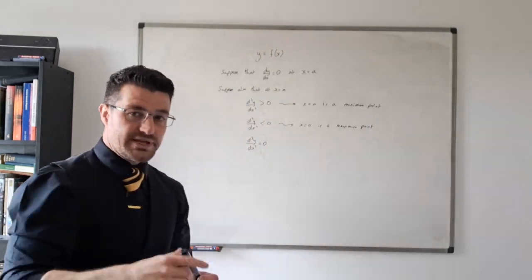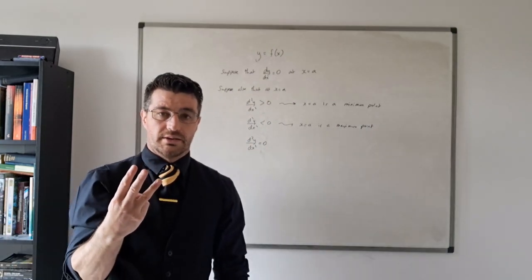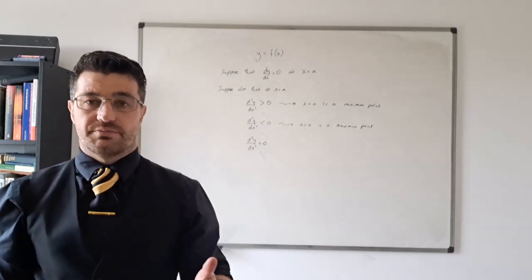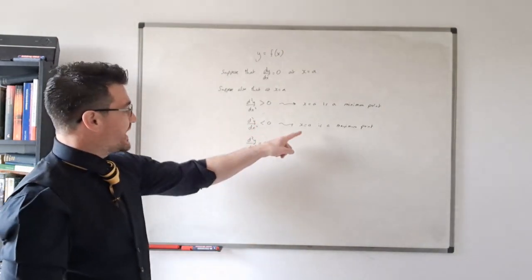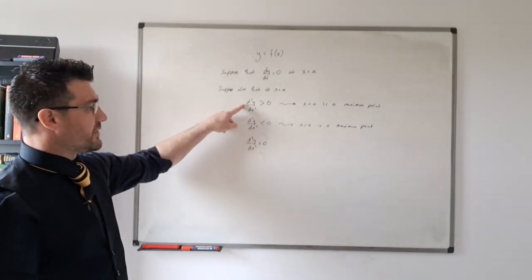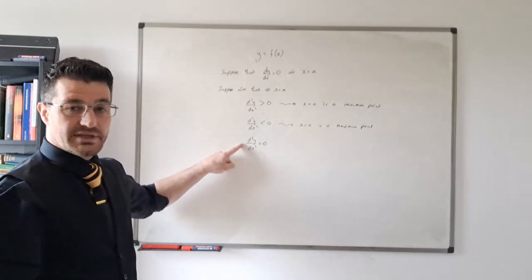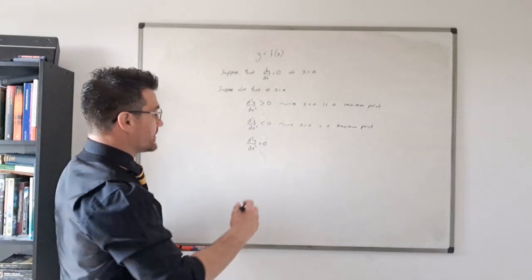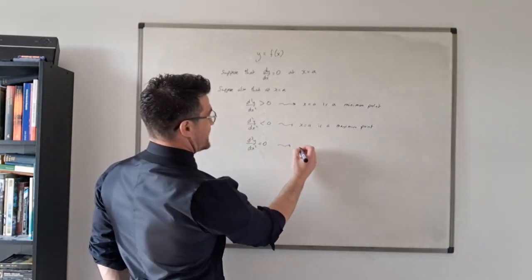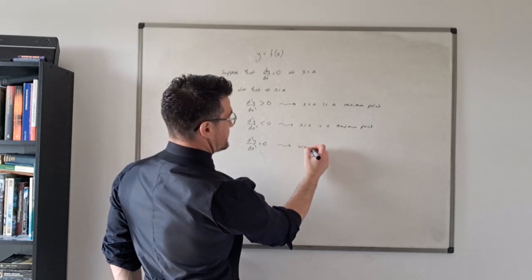And of course, we've got three types of turning point. Okay, we've got maximum point, we've got minimum point, and we've got point of inflection. So we've got the maximum point accounted for, we've got the minimum point accounted for. So surely this corresponds to point of inflection, right? It doesn't. Okay, the second derivative test is inconclusive in this particular case.